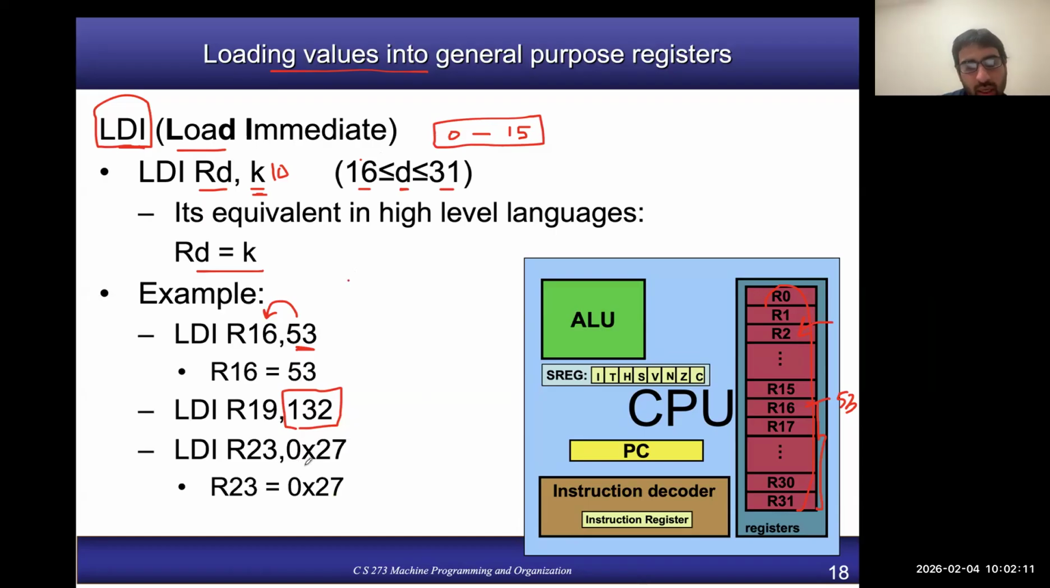Okay, here is another example: load immediate R23, 0x27. The previous number was in decimal form, and here we are saying put the value 0x27 in R23. This is hexadecimal. You can convert it into decimal if you want, but the number placed in R23 will be 0x27. At the end of the day, the binary stored will be the same whether you specify your value in hexadecimal or decimal form. It will not change. Am I clear to everyone?